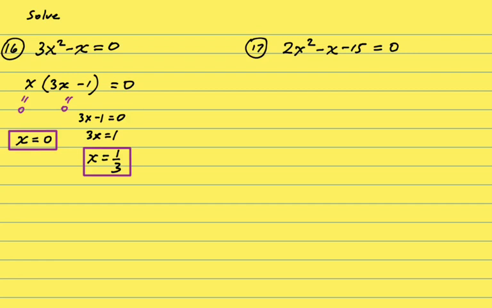17, I think we're going to try and factor this, even though I think we might have already done it in a previous problem if you were observant. A is a 2. What's a times c? Negative 30. What's b? Negative 1. Negative 6 and 5. Do they multiply to negative 30 and add to negative 1?